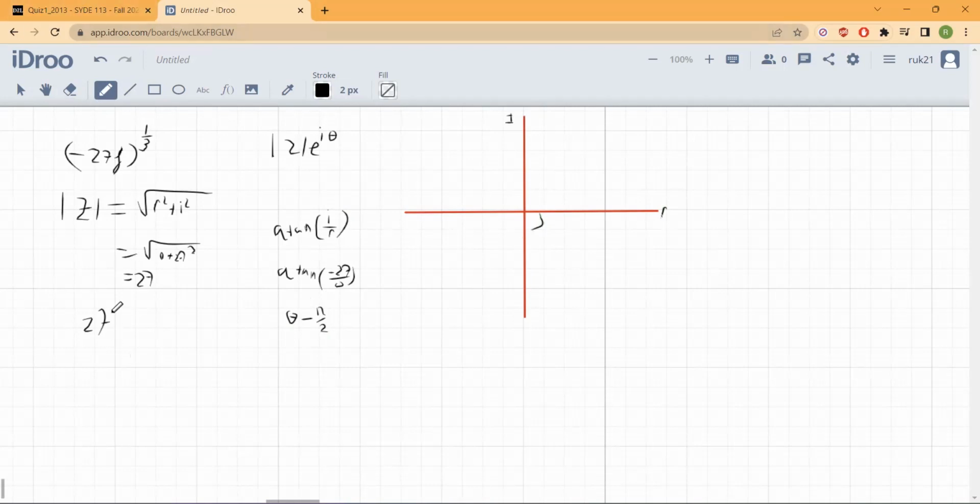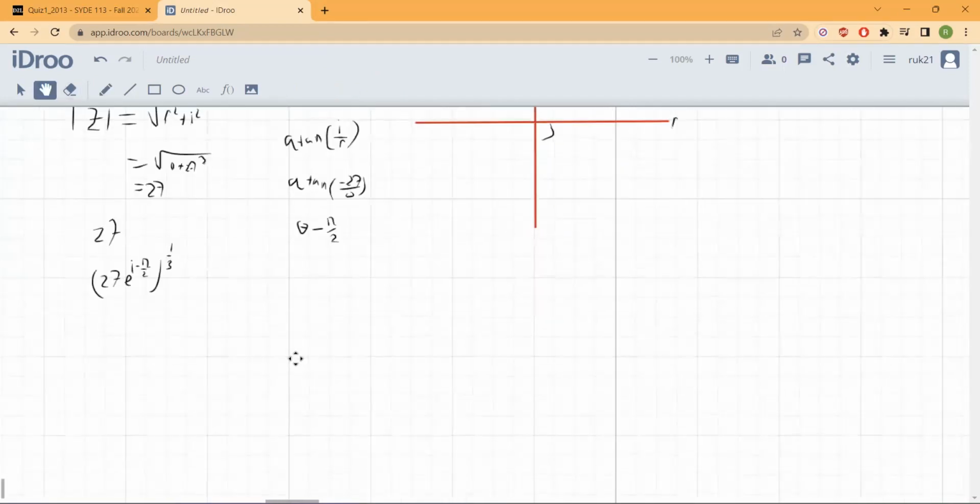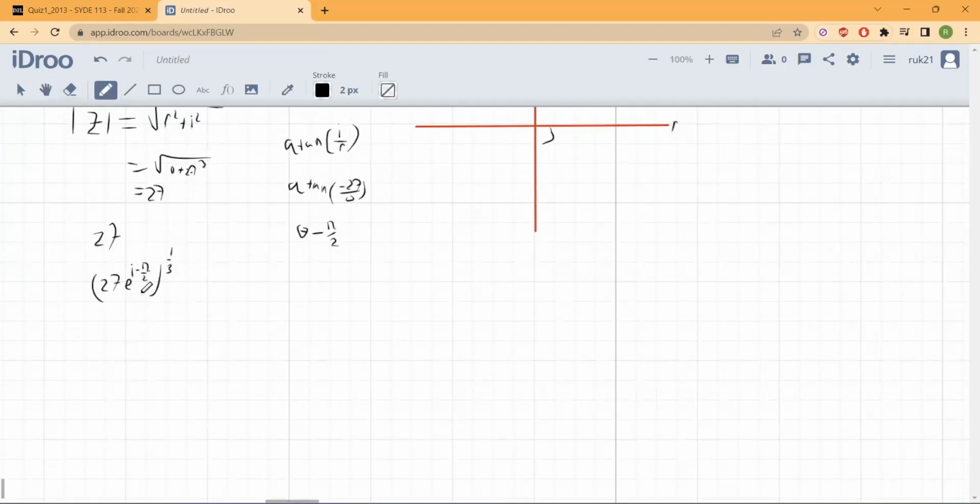Great. So now we have our modulus and our angle. So we're going to get 27 e to the i negative pi over 2, to the power of 1/3. And now we know we're going to have 3 roots because it's the power of 1 over 3. If you see the 3, it's 3 roots. And so now what I'm going to do is rewrite this quickly.